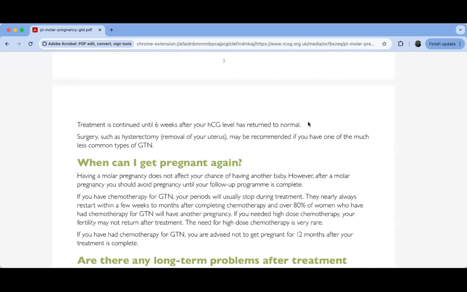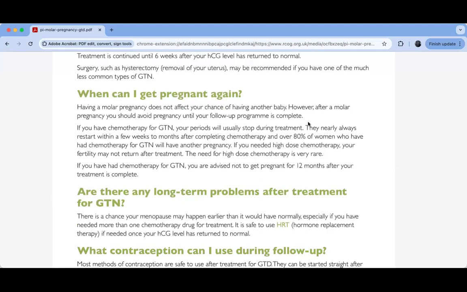So the answer, when can I be pregnant again? Okay, the molar pregnancy is not going to affect the chance of having another baby. However, after a molar pregnancy, you should avoid pregnancy until the follow-up program is complete. Okay, so you are explaining in an easy way.